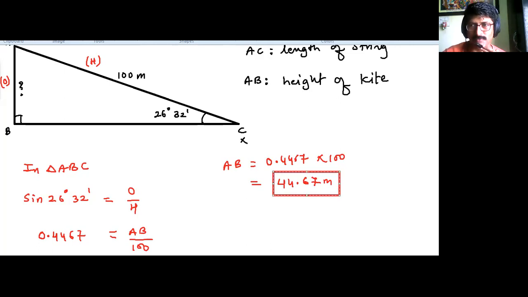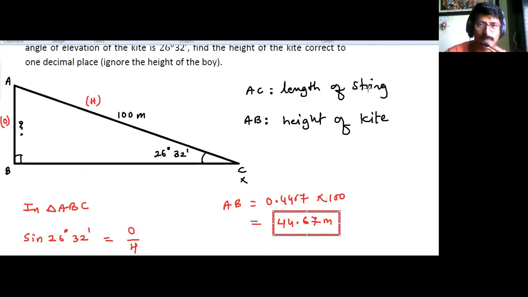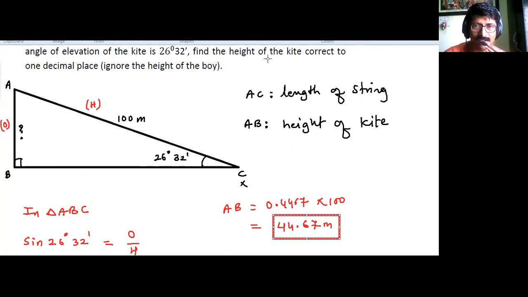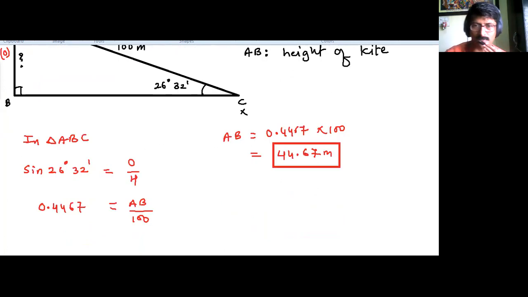Now many people get happy, whoa, we got the final answer. No students, we have not yet got the final answer, because the question says, find the height of the kite correct to one decimal place. What do you mean by one decimal place? This is not one decimal place, this is up to two decimal places. So we have to convert that into one decimal place. We have already learned in the chapter quadratic equation how to round this off, isn't it?